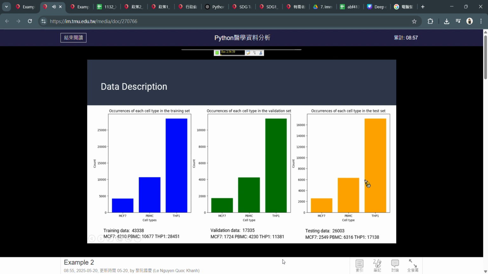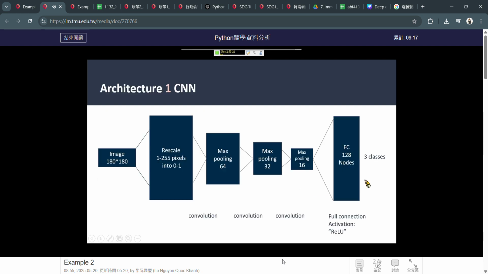So there are 3 cell types in our dataset. They're a bit imbalanced. So, the minority is MCF7. We have 3 different groups: training data, validation, and testing data. But among these data sets, they are balanced. So we tried to perform our own architecture. We did not repeat the architecture from the paper.